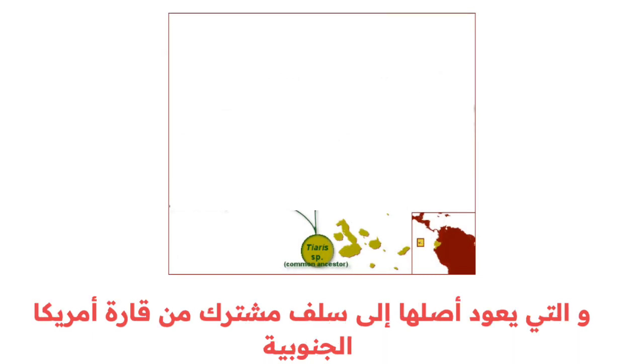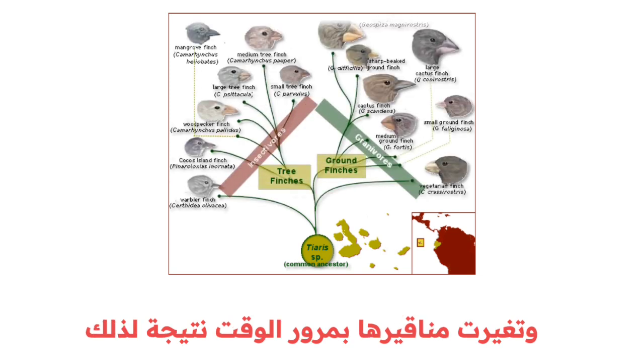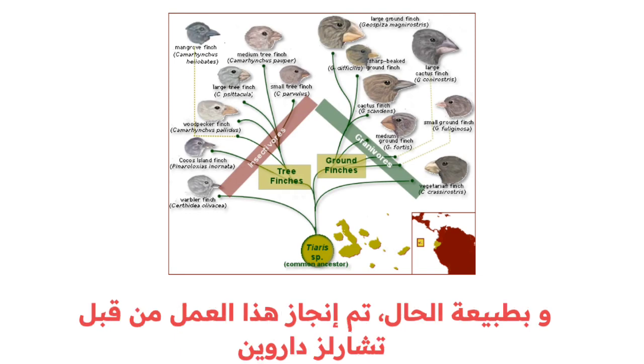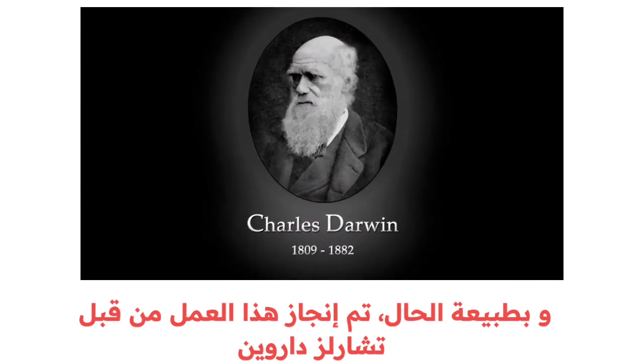And of course, most notably, the finches in the Galapagos Islands, which have been traced back to a common ancestor from the South American continent. And as the finches moved out into different islands, they were able to exploit and specialize on different food items, and their beaks changed over time as a result. And of course, this work was done by Charles Darwin.